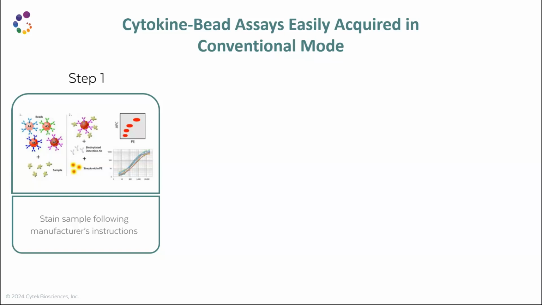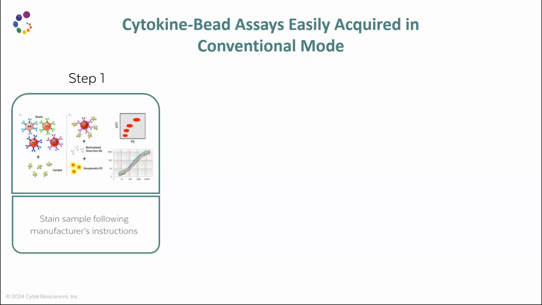The way it works, and we are using a Legendplex assay, is that you have beads coated with antibodies that are going to capture those soluble cytokines in the sample, and then you use another antibody and a fluorescence system to detect or quantify how much cytokine was present in the sample.